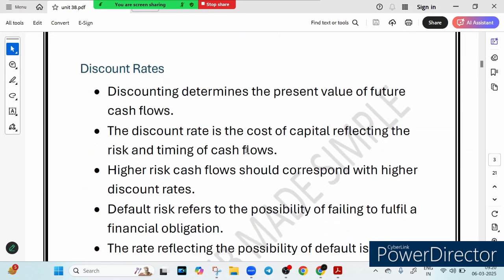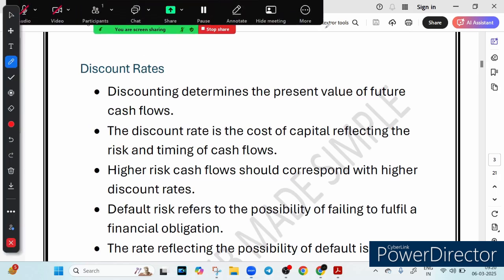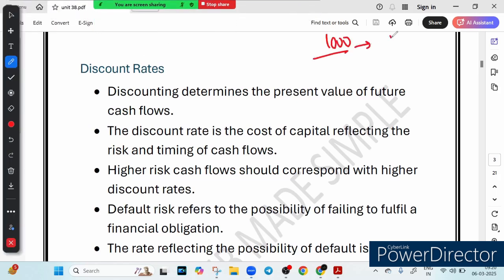Imagine someone promises to give you ₹1,000 in 5 years. Would you consider it equal to ₹1,000 today? Of course not. The value of money decreases over time due to risk and opportunity cost. So two factors are there: the first is risk, and the second is opportunity cost. Because of this risk and opportunity cost, the value of ₹1,000 after 5 years will not be the same as today. So the discount rate is the cost of waiting for money in the future.